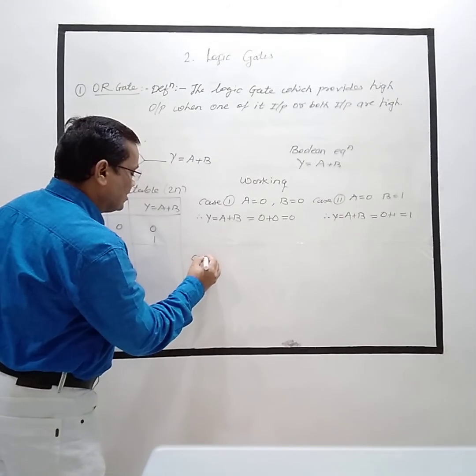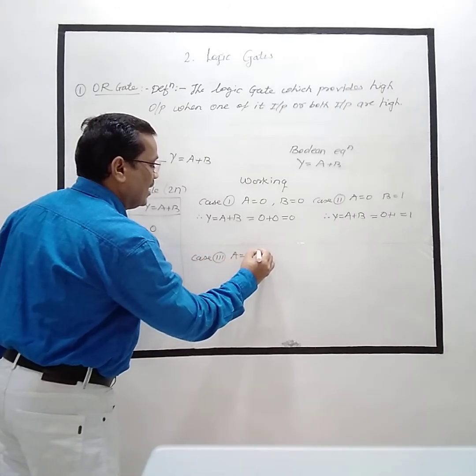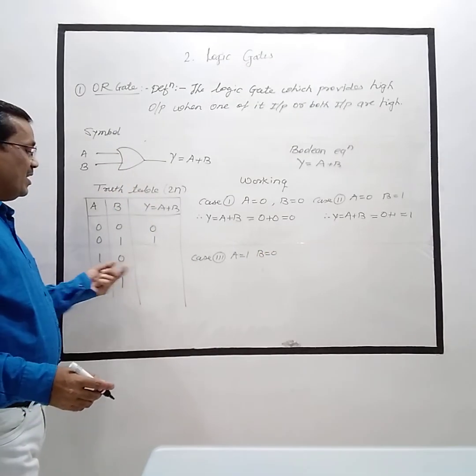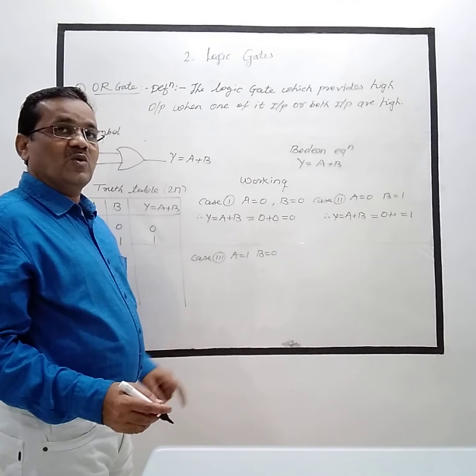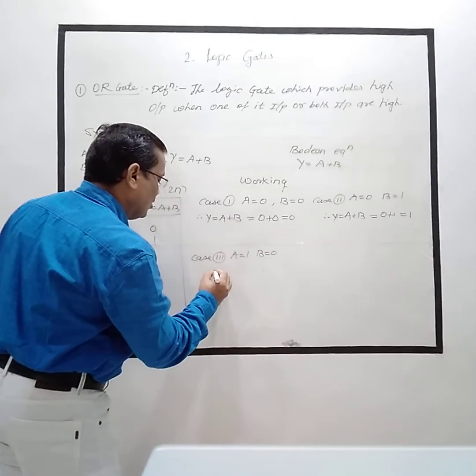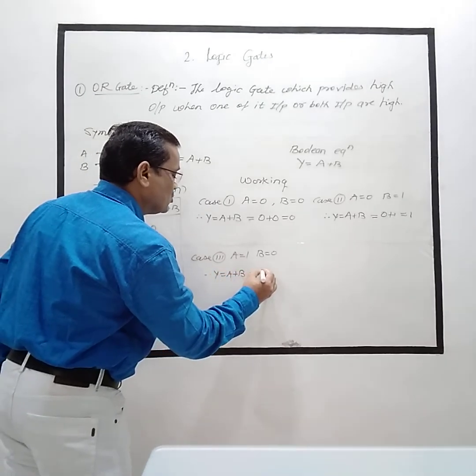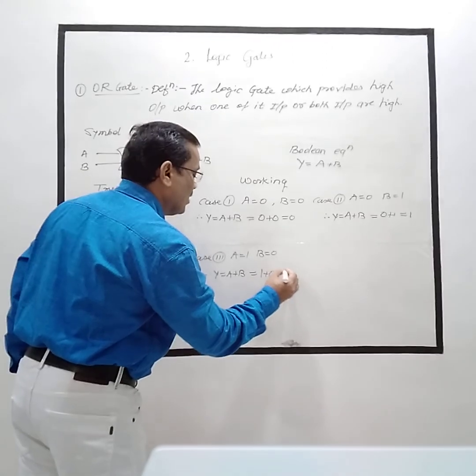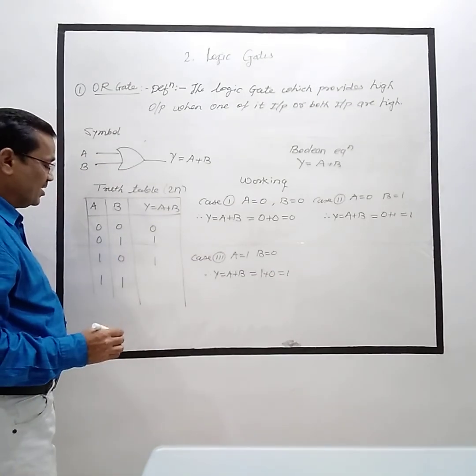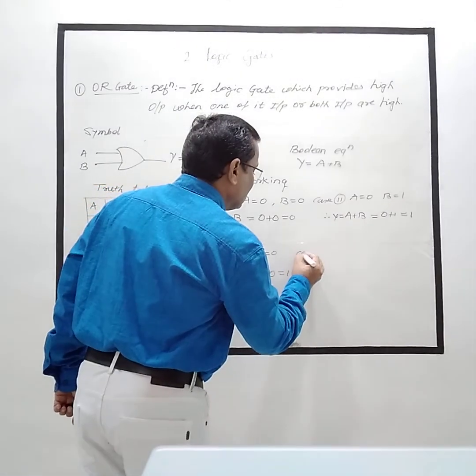Now in case number 3, A is equal to 1, B is equal to 0. Write down the Boolean equation Y is equal to A plus B, that gives 1 plus 0, which is equal to 1. So in the third possible combination, the output is 1. Now the last one, case 4.